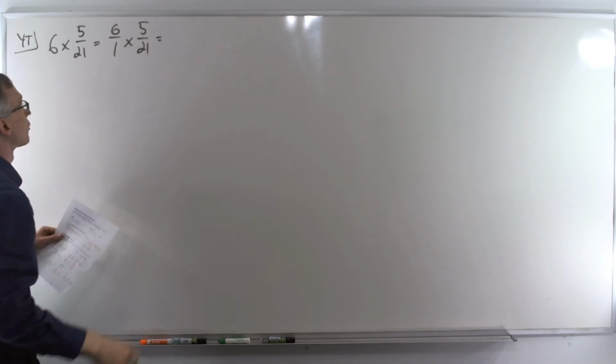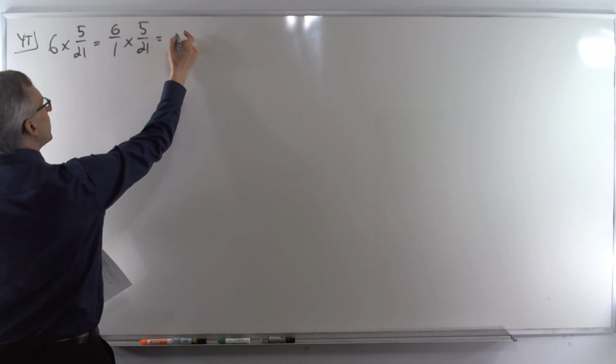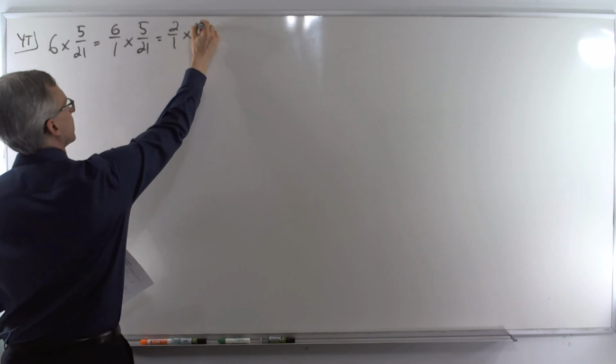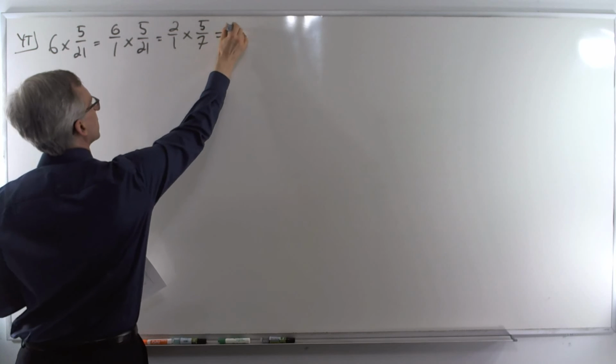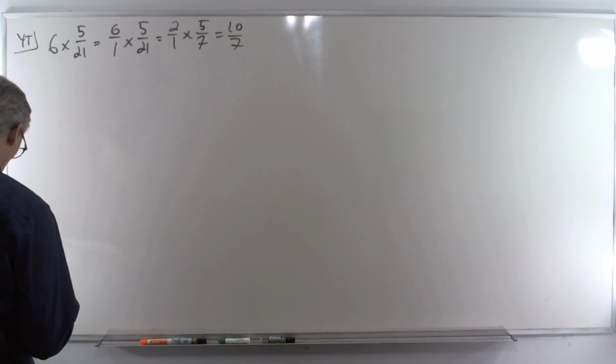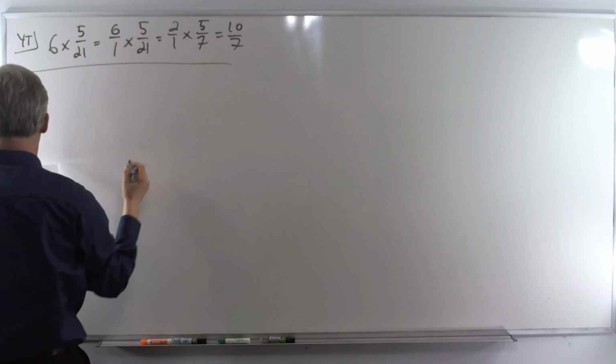Change the 6 to 6 over 1. Then we get a common factor of 3. So we'll divide by 3 here to get 2 over 1. And divide by 3 here to get 7. So 5 over 7. Multiply it out, we get 10 sevenths. Alright, now we're going to include some mixed numbers.